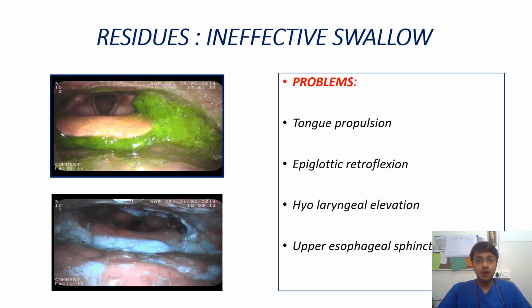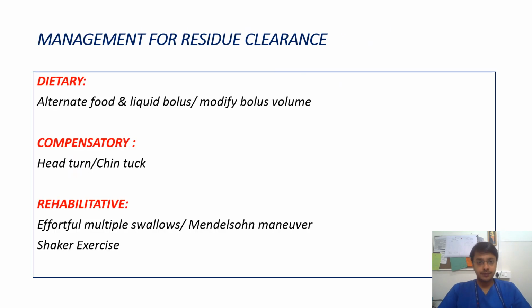Now, residues are a sign of ineffective swallow, which is mainly due to reduced or problematic tongue propulsion, reduced epiglottic retroflexion, decreased hyolaryngeal elevation, which leads to decrease in the opening of the upper esophageal sphincter. Residues can be cleared by altering the food and liquid boluses. Compensation can be given using head turn or chin tuck maneuvers, whereas rehabilitation can be provided by effortful multiple swallows, Mendelsohn maneuvers, or Shaker exercise, depending on where the problem lies.